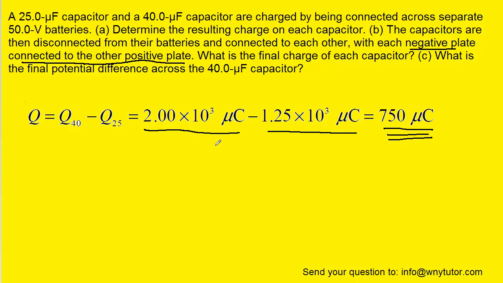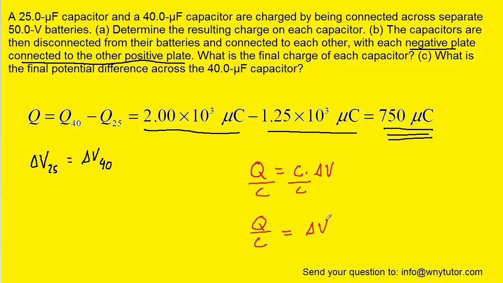Now in part B, because these capacitors are connected in parallel with one another, then we know that their potential differences are going to be the same. In other words, the potential difference across the 25 microfarad capacitor is going to equal the potential difference across the 40 microfarad capacitor. Remember from earlier, we said that charge is equal to capacitance times the potential difference. If we divided both sides of this equation by C, then we would have the charge over capacitance is equal to the potential difference. So what we're going to do is take each expression here for the potential difference and substitute it with the charge divided by the capacitance.